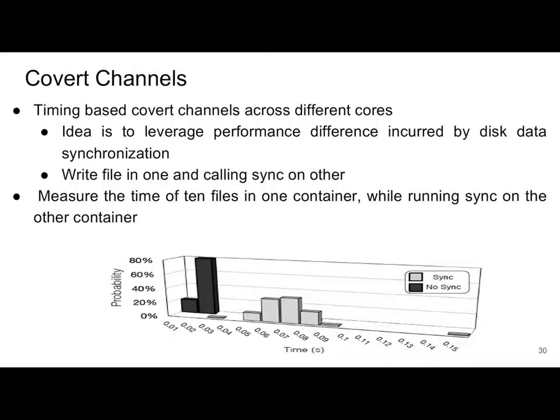The covert channels are timing based. Here we demonstrate the inefficiencies in cgroups could also be exploited by a malicious attacker to build a timing based covert channel across different cores. The idea is to leverage the performance differences caused by disk data synchronization. We measure the timing of writing 10 files in one container while running a sync in another container on another core. We repeat the experiment 100 times and present the distribution of the time required in the figure.